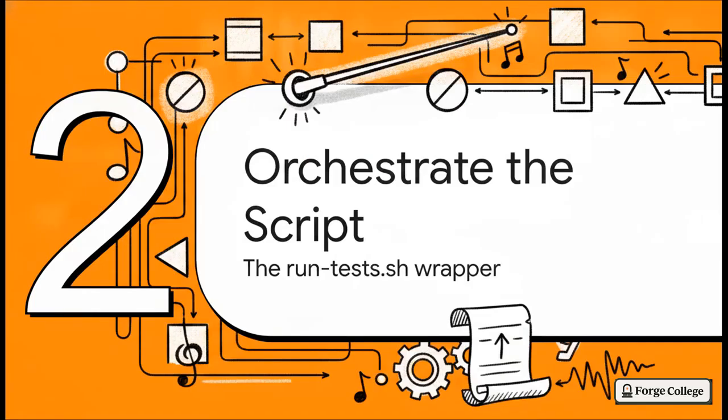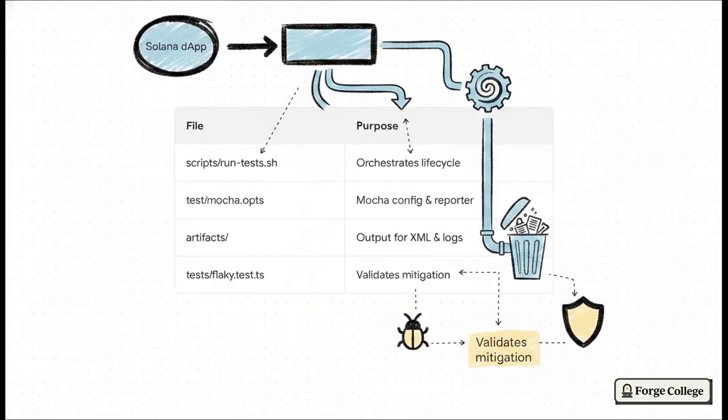Moving right along to section 2, orchestrating the script with the run-tests.sh wrapper. You can think of this list right here as our engineering bill of materials. The run-tests.sh script orchestrates the entire lifecycle. Then Mocha.ops configures our test runner to format the output correctly. That artifacts directory? Well, that's our output bin where all the logs and XML files will safely land. And flaky-test.ts is a specialized file we'll use to validate our mitigation strategies. Organizing our files this way ensures that our data routes cleanly through the entire system.